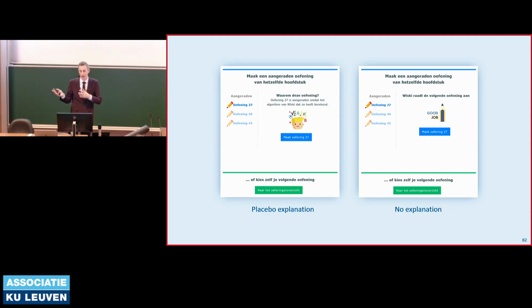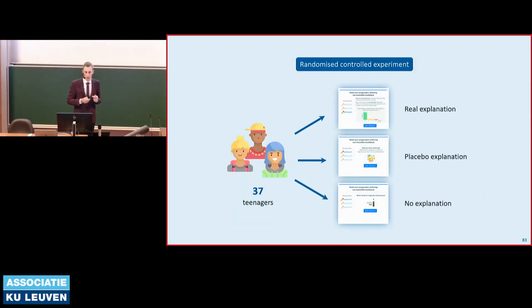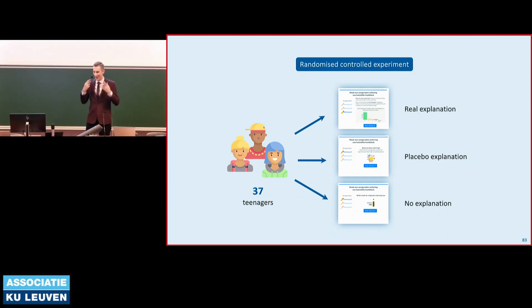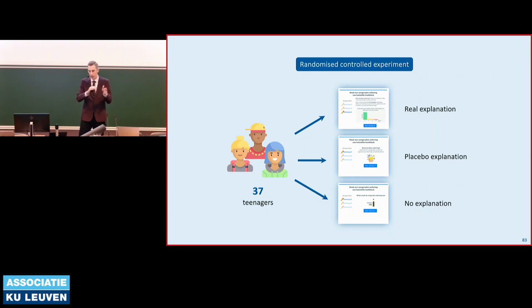And then we also had this design without any explanation. So we wanted to compare these 3 different designs. And we did this in a so-called randomized controlled experiment. Again, that's a very hard word to just say there are different groups. A group with people who only see real explanations, a group with people who only see placebo explanations, and then a group of teenagers who see no explanations.